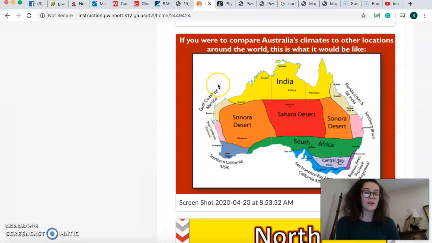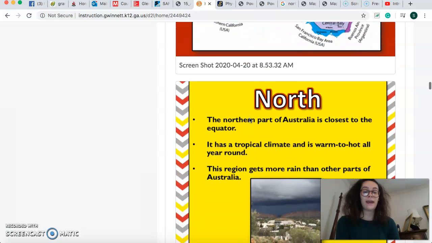If any of you guys have ever been to California, down here, this southwestern tip of Australia, it's a lot like California, its weather, okay? And then right here, it's a lot like the Sahara Desert, so it's hot. So that's kind of what their weather looks like compared to the rest of the world. Now, today we're only learning about Northern Australia's weather, okay?